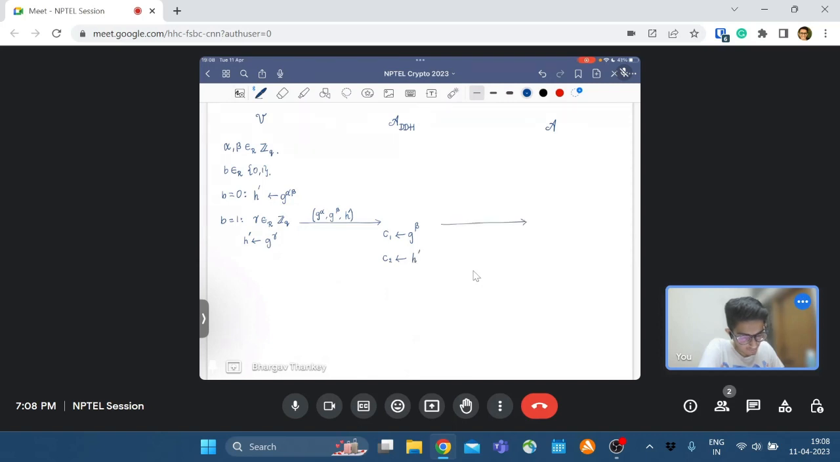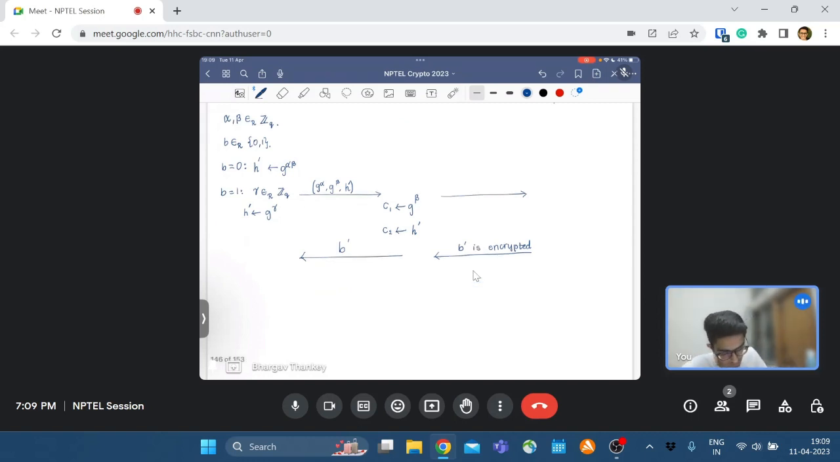this to A. Now what would A do? A would guess whether 0 was encrypted or 1 was encrypted. Let's say A says that b prime is encrypted. And then the DDH adversary just forwards b prime to V. Now let's see what the view of A is.